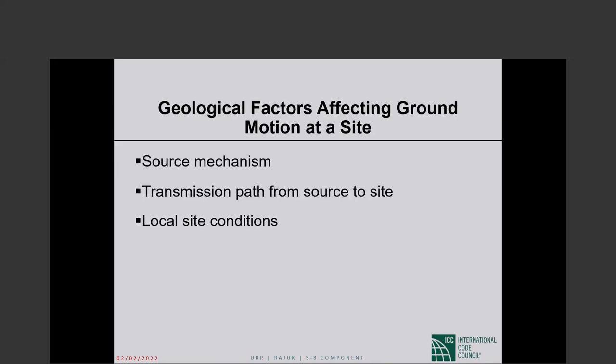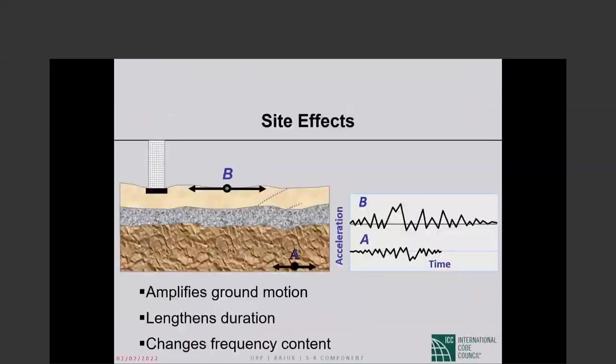So geological factors affecting ground motion at a site. I have already indicated is the source mechanism. That's the best way to put it. Not just energy released, but as I mentioned, how deep the focus is, what is the size of fault rupture, what kind of rupture, how quickly it happened, all of those things. Source mechanism, all those things determine the ground motion affecting a particular site. Transmission path from source to site, I have talked about it, and local site conditions.